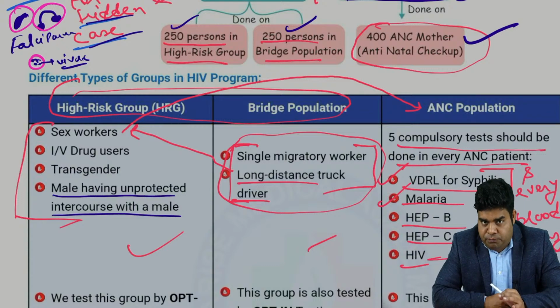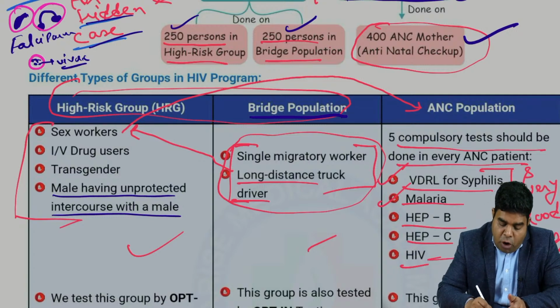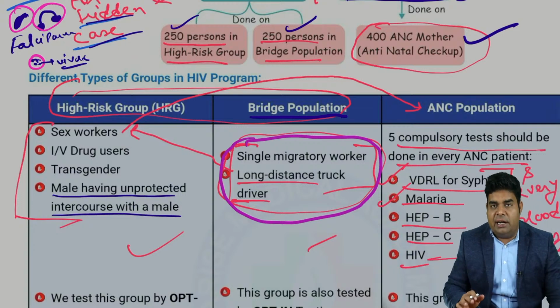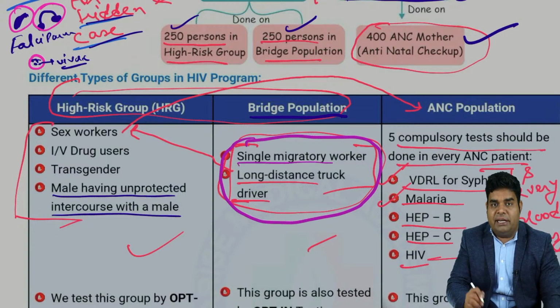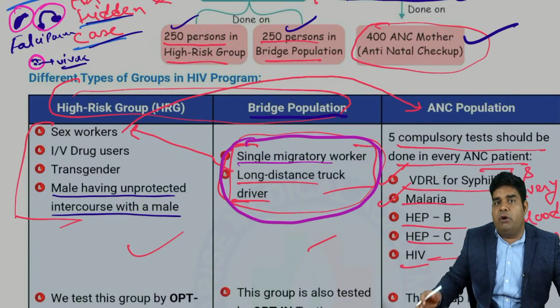Bridge population involves single migratory workers and long distance truck drivers. So why do we call them bridge population? Because they stay away from their wives for a long time. They can be married or unmarried. Single migratory doesn't mean unmarried. Single means married or unmarried, staying away from their wife for a long time.